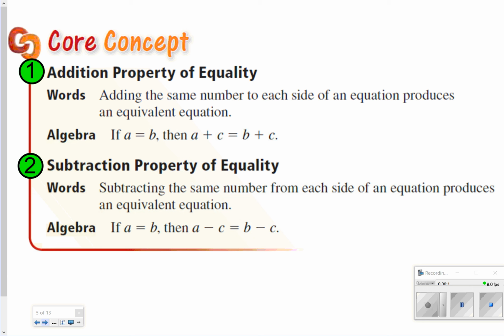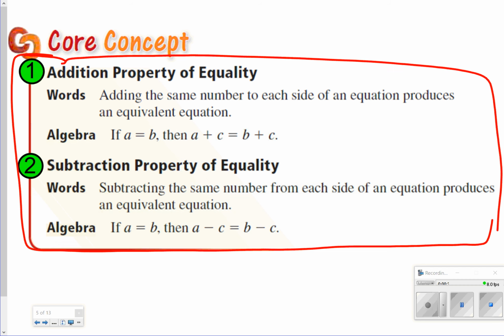property of equality. That just means anytime you add the same number to each side of an equation, or if you subtract the same number from each side of the same equation, it's going to produce an equivalent equation. Let's go ahead and take time now to pause the video here and write down both the addition property of equality and the subtraction property of equality. Once you're done, click play so you can see what happens next.